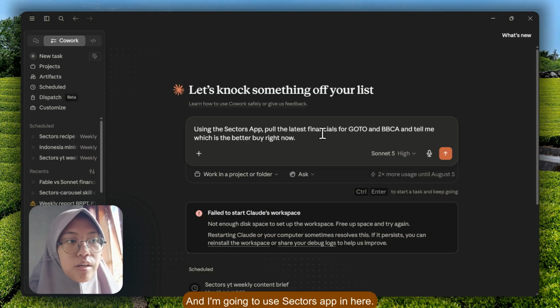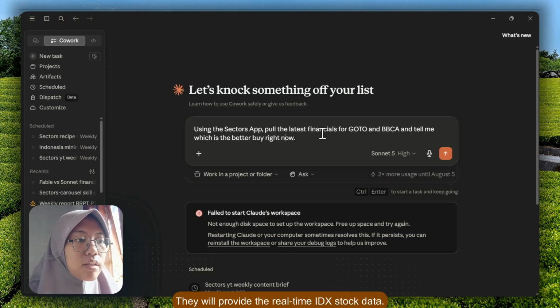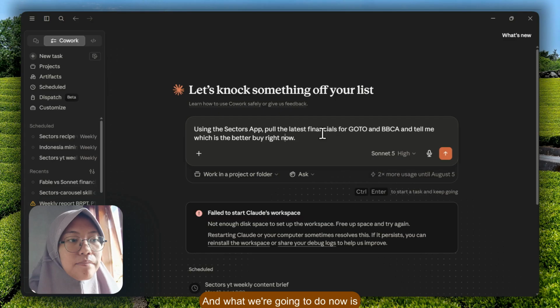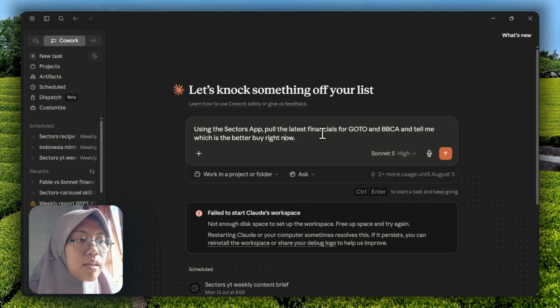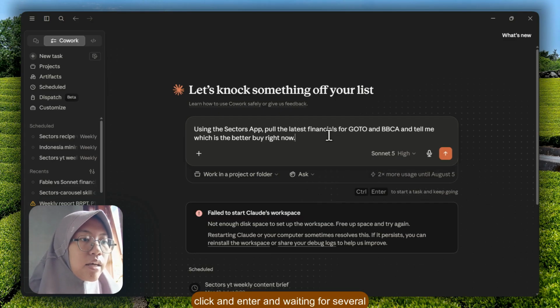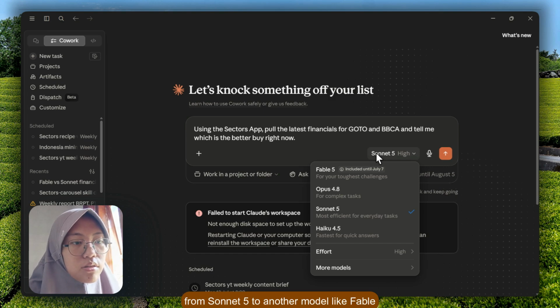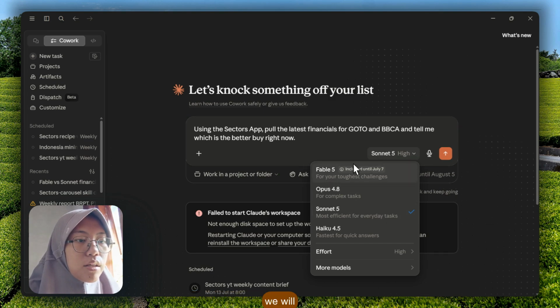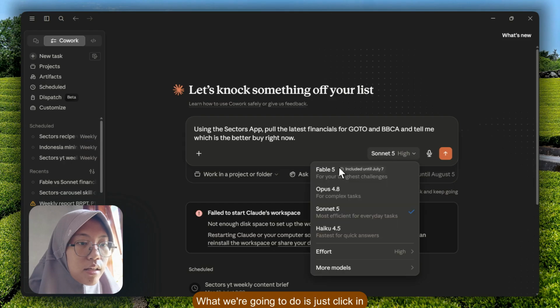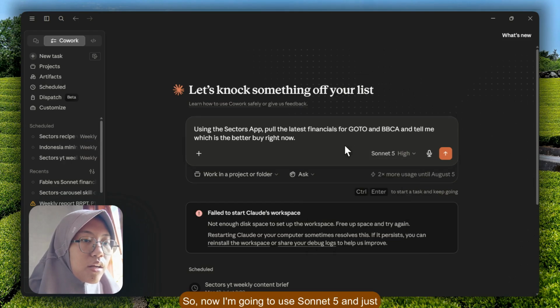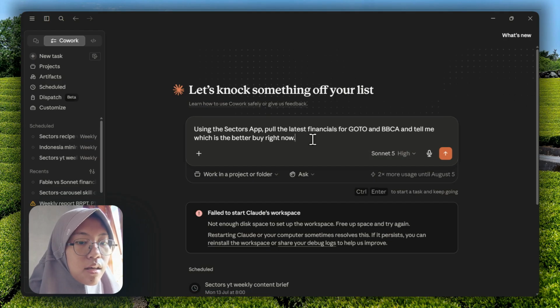And I'm going to use Sectors app here. They will provide the real-time IDX stock data. And what we're going to do now is just click enter and wait for several minutes until Claude gives us the answer. Okay, so now I'm going to use Sonnet 5. And if you want to change from Sonnet 5 to other models like Fable 5 or Opus, you just click here and choose the model that you want. So now I'm going to use Sonnet 5 and just enter this prompt.